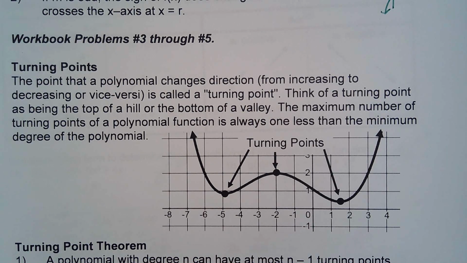So now we want to talk about turning points. The point that a polynomial changes directions from increasing to decreasing or vice versa is called a turning point. Think of a turning point as being the top of the hill or the bottom of the valley. The maximum number of turning points of a polynomial function is always one less than the minimum degree of the polynomial.